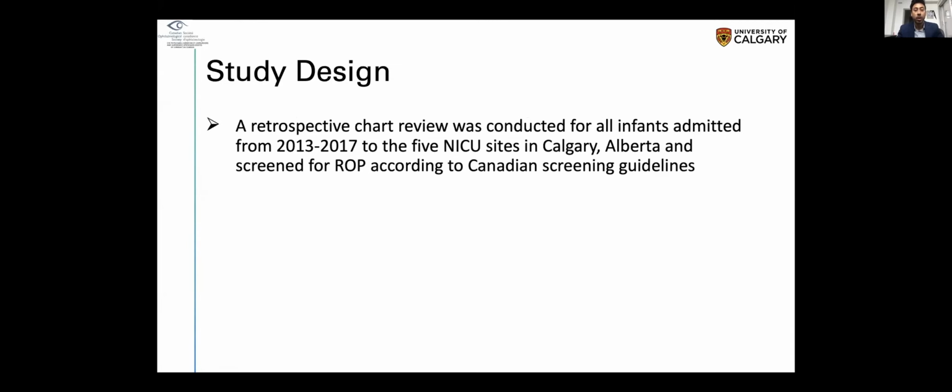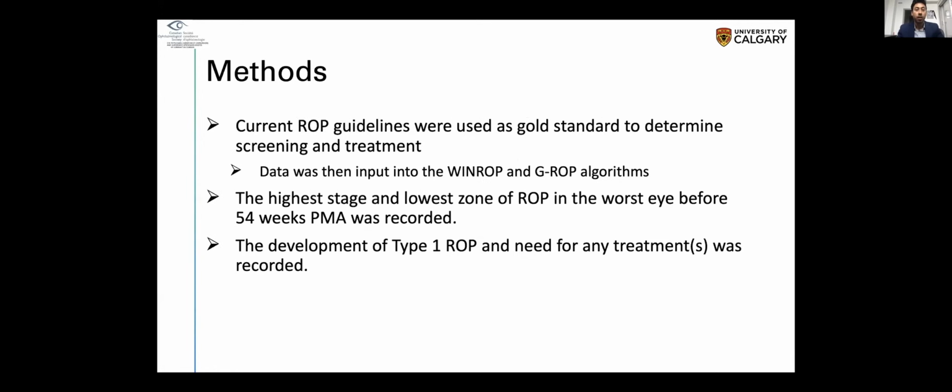This was a retrospective chart review conducted for all infants admitted to Calgary NICUs from 2013 to 2017, and they were screened for ROP according to our Canadian guidelines. These guidelines were used as a gold standard to determine which babies were screened and treated, and the data was then input into the WinROP and GROP algorithms. The highest stage and lowest zone of ROP in the worst eye before 54 weeks post-menstrual age was recorded, as well as the development of type 1 ROP and need for any treatment.